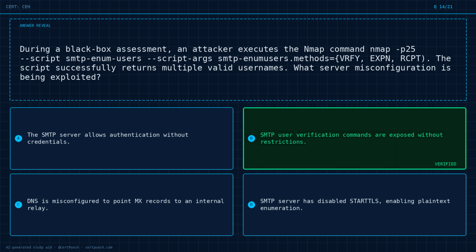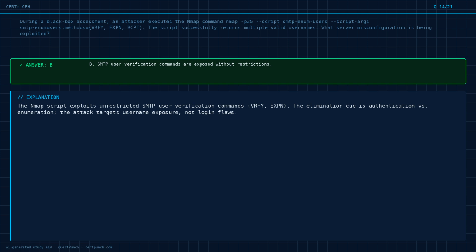The answer is Option B. Exam logic. The nmap script exploits unrestricted SMTP user verification commands, VRFY, EXPN. The elimination cue is authentication versus enumeration. The attack targets username exposure, not login flaws.